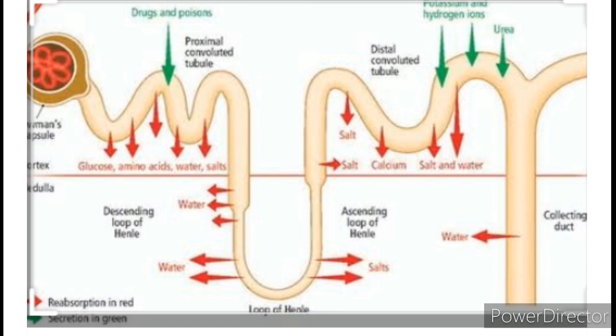Look at the picture carefully, children. The green color arrow marks indicate secretion of substances into the tubules. The red color arrow marks indicate reabsorption of substances.